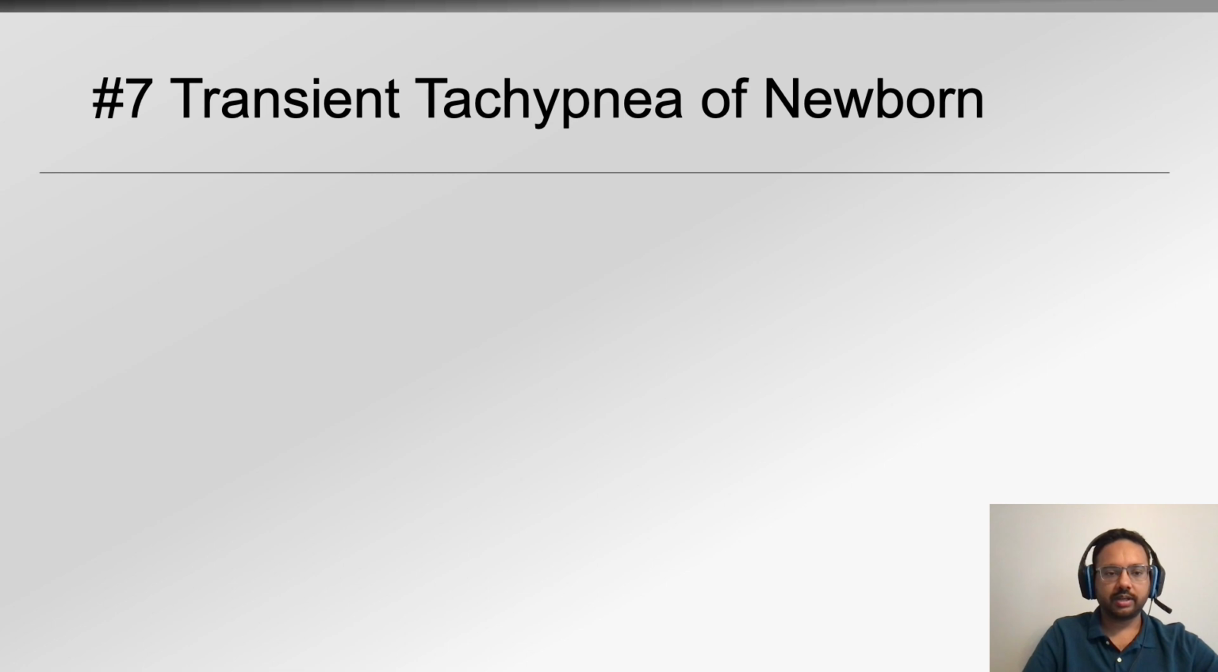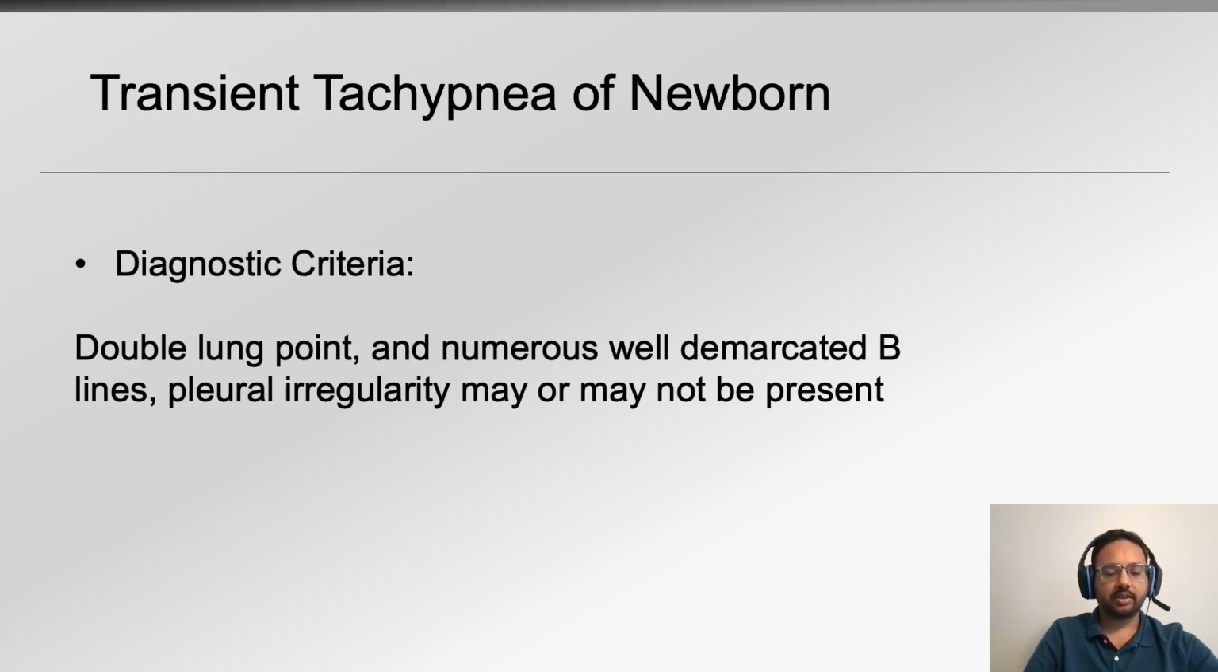And then the last one is the transient tachypnea of the newborn, which is a disease of a child where there may be some lung water present after birth and gets better in a few hours to a couple of days. So here's the diagnostic criteria on the ultrasound. What you see is a double lung point and numerous well-demarcated B lines. Pleural irregularity may or may not be present.